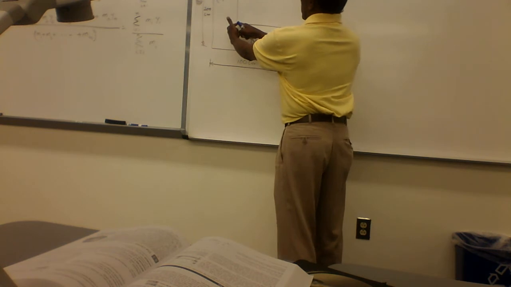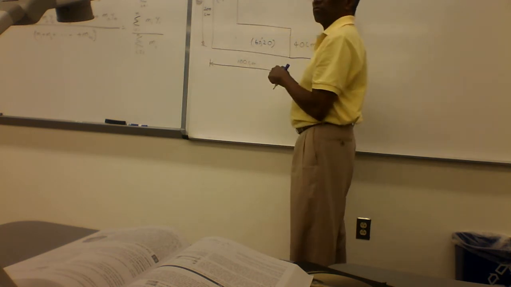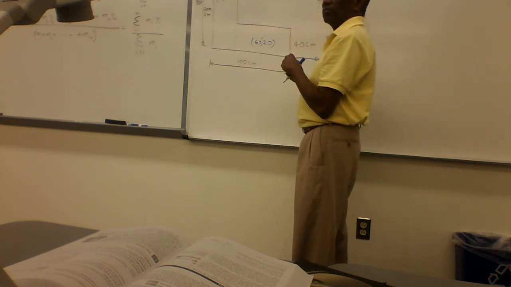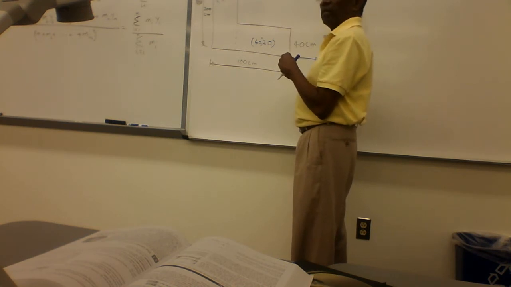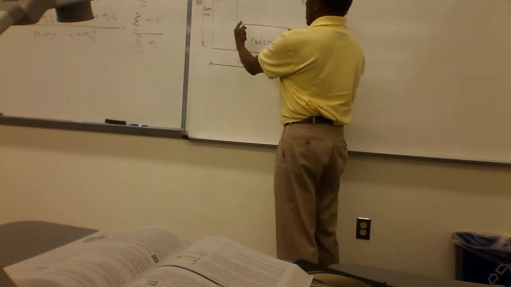Okay. So this is from here to here. What is this length? How did the 80 come about? 100 minus the 20. So this is 80.